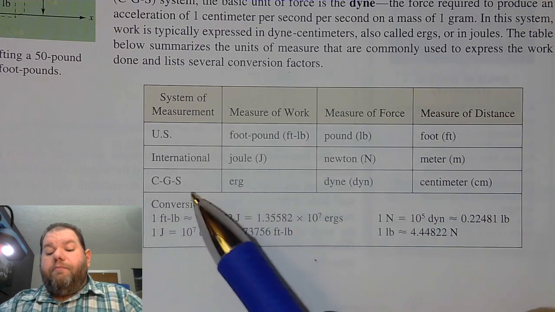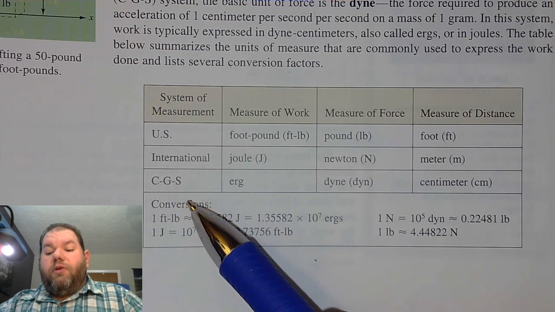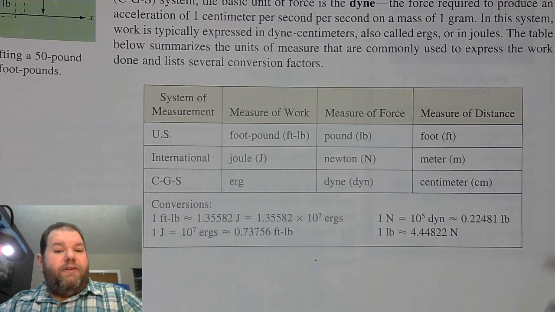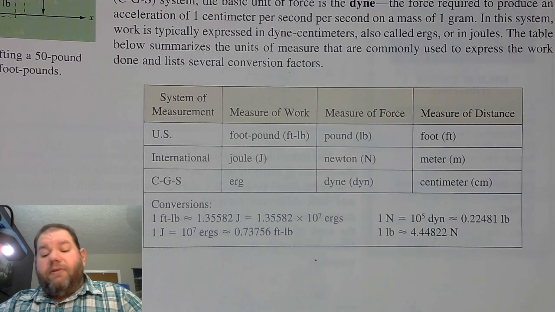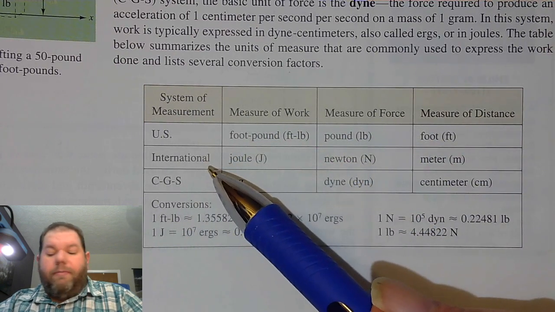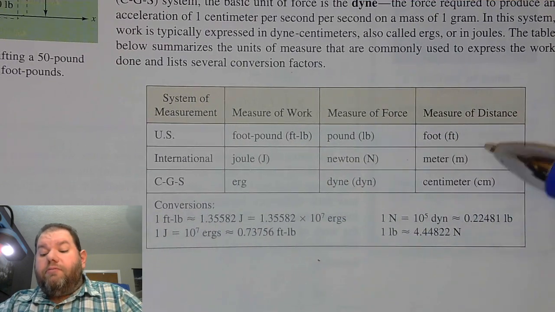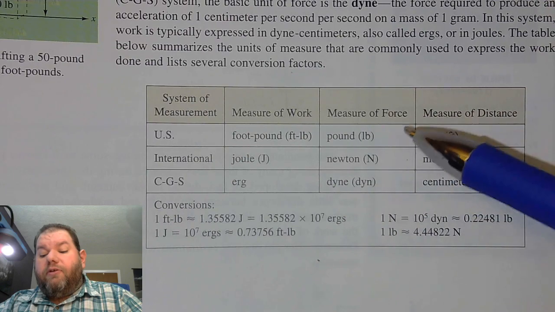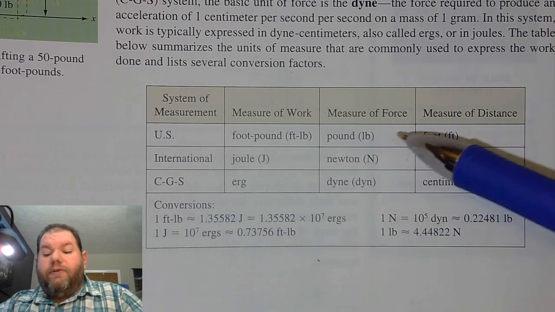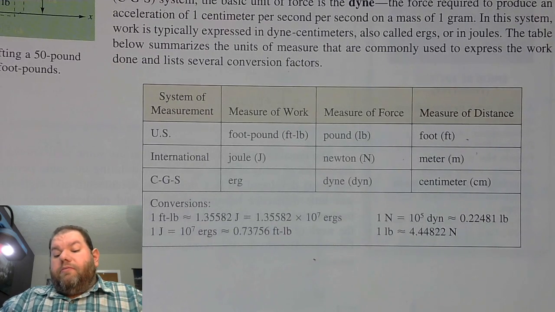CGS is used in smaller scale situations where we're working with centimeters and grams, which makes more sense than meters and kilograms. And then international, or what we normally call metric, would use joules, which is newton meters, and then foot-pounds, which is based on pounds for force and feet for distance. And we have some conversions there.